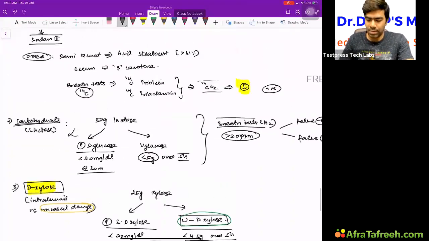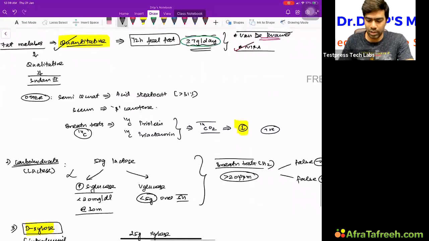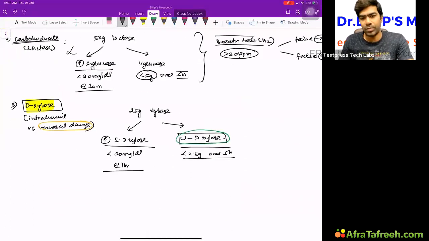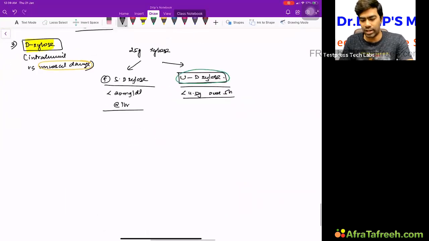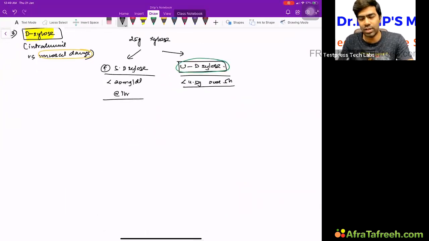So coming to fat malabsorption, the preferred test is the quantitative 72-hour fecal fat. Coming to carbohydrate lactose malabsorption, the breath test is the reliable one after giving lactose. When it comes to the D-xylose test, after giving D-xylose, urinary D-xylose is more reliable compared to serum D-xylose. If the urinary D-xylose is less than 4.5 grams over 5 hours of collection, then it is considered a positive test, which of course indicates mucosal damage.